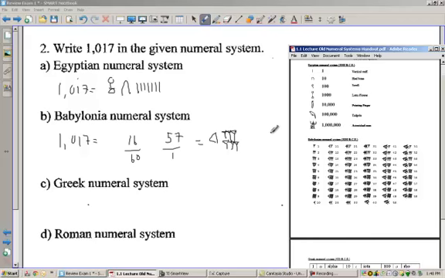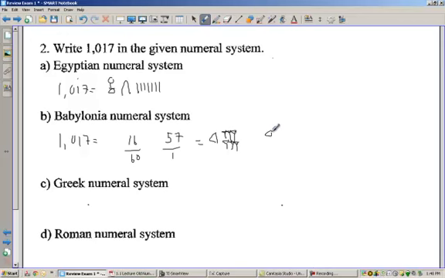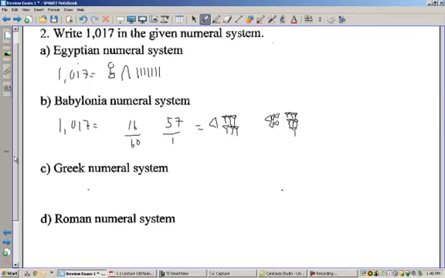And so it looks like a nice big space, and so you have 3 like this, 3 triangular wedges, and then you have to have 7 staffs, so that looks like 1, 2, 3, 4, 5, 6, and then 7. Alright, so this is 16 60s and then 57 ones, which was used to represent the number 1017 in the Babylonian numeral system.